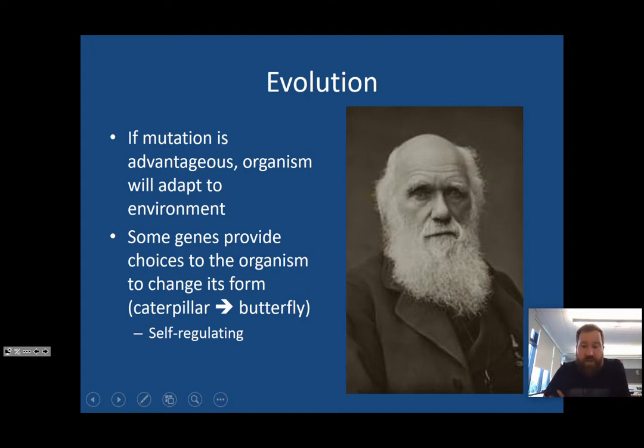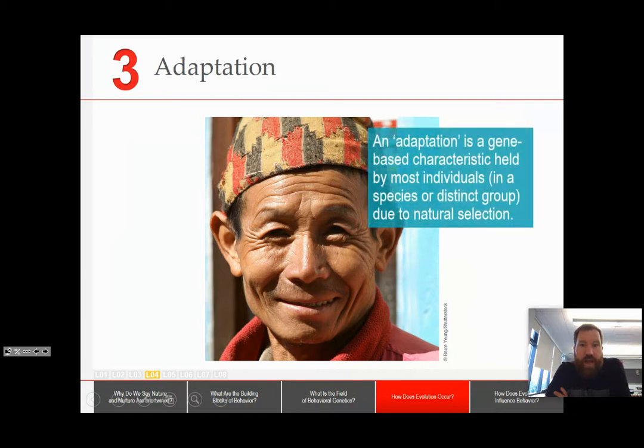Let's define the term adaptation, okay? An adaptation is a gene-based characteristic held by most individuals, either within a species or a distinctive group, that's due to natural selection. So an adaptation is something that we have because of evolution, right? When we use the term adaptive, what we mean is that it is beneficial, right? That this was some sort of evolutionary trait that was deemed beneficial by our environment, which allowed us to thrive and survive, okay?